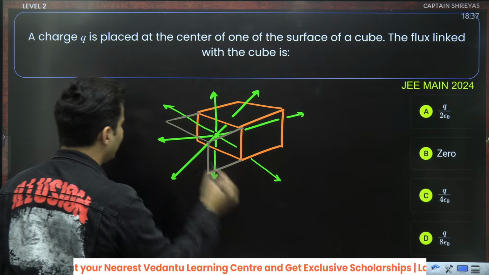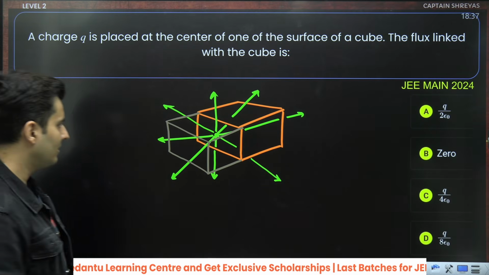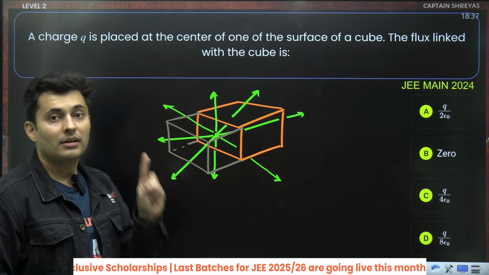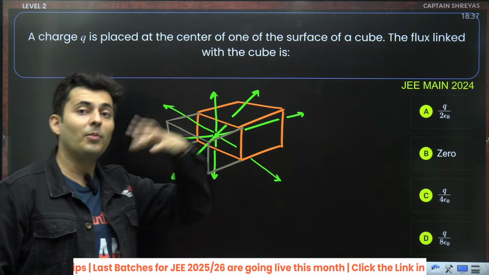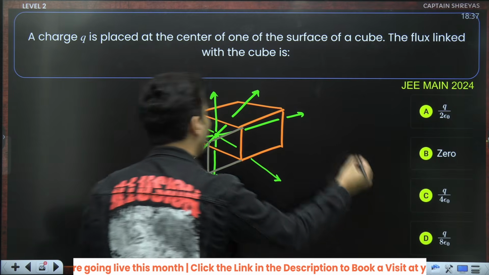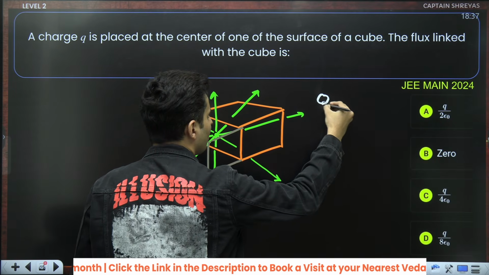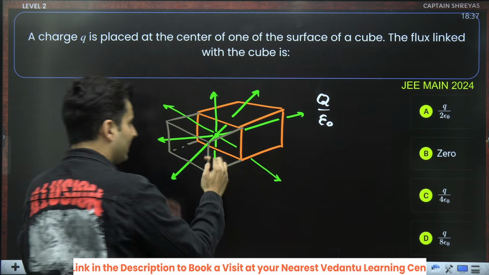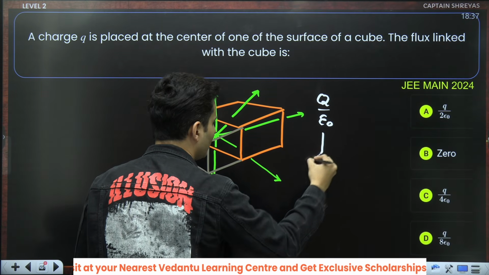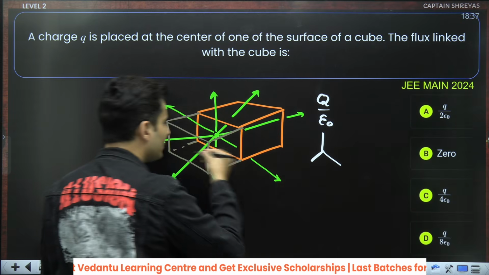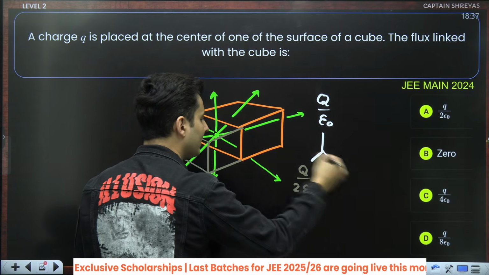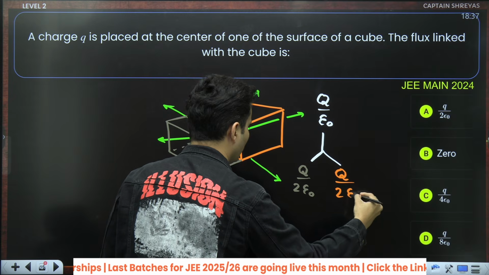If you draw that imaginary cube, I know it does not exist, that's why it is called imaginary. Then these two cubes together become a new closed surface, and the total flux through this entire closed surface will be Q by epsilon naught. But half of the flux is going through this cube, half of the flux is going through the other cube. Hence, I would say through this imaginary cube, the flux going is Q by 2 epsilon naught, and through our real cube, the flux going is again Q by 2 epsilon naught.